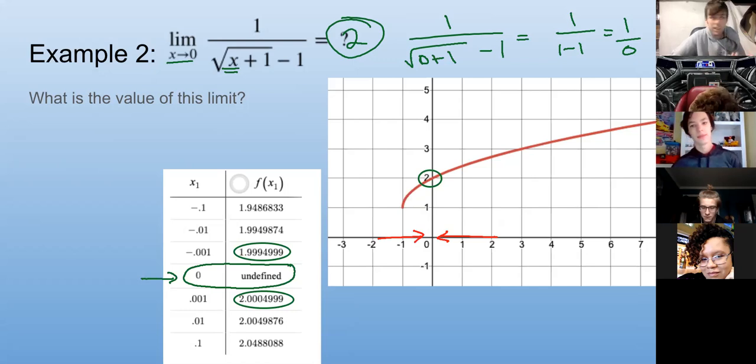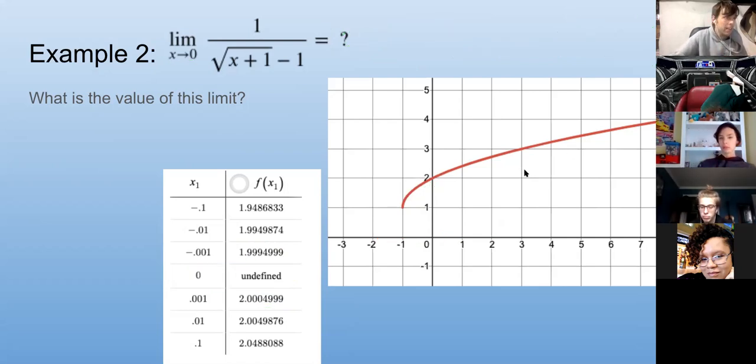So this is something else that can happen if we're looking at a graph with a hole. It could be undefined at that particular number. So we couldn't just plug it in and figure out what the limit is. We actually had to look at the values around it or look at the graph to see how we could find that limit.